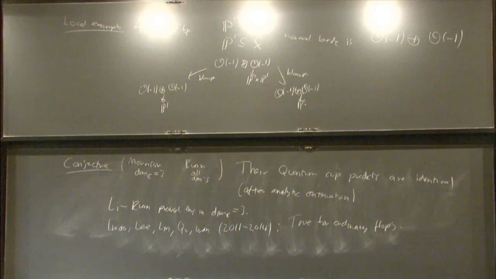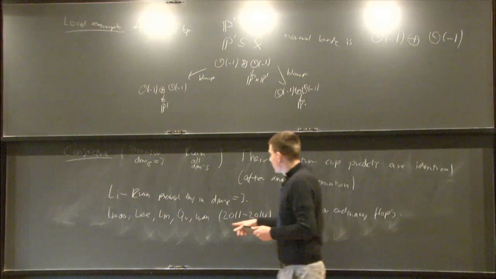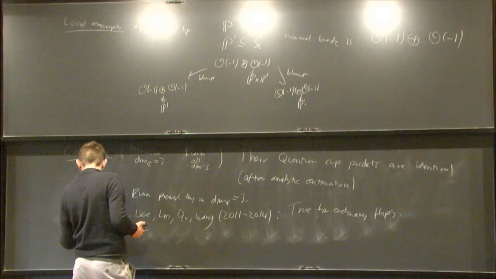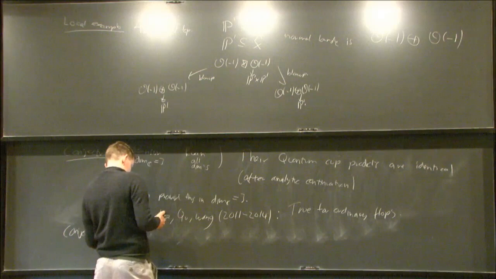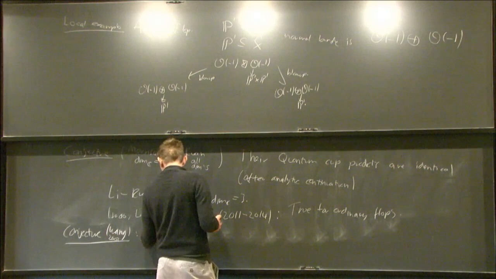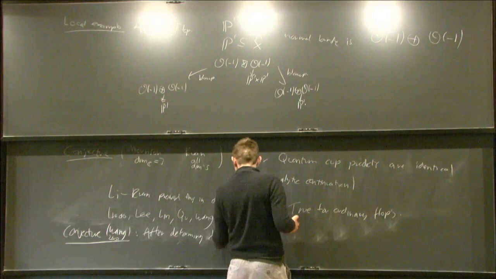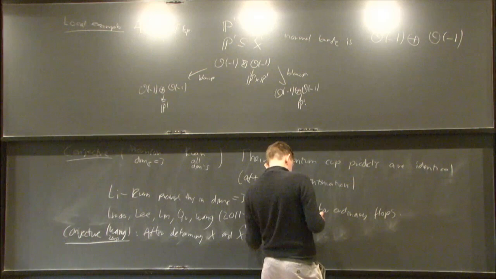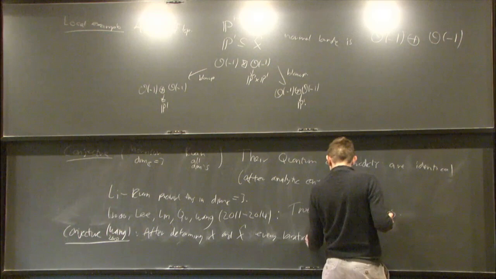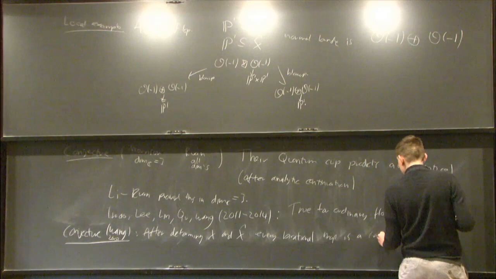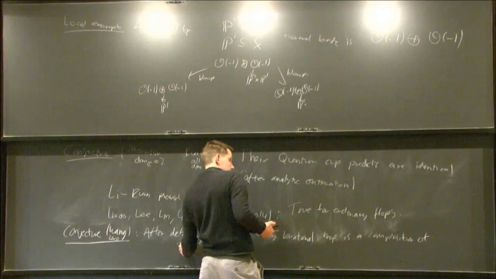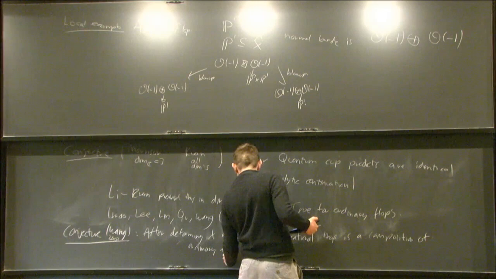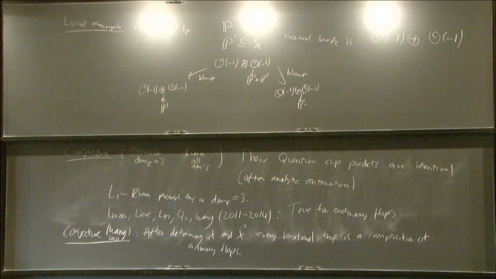Okay, so I found this conjecture by Wang, which is the same Wang as this person here. Conjecture by Wang in 2002. And he conjectures that after deforming X and X hat simultaneously, every birational map is a composition of ordinary flops. This is a very strong statement, I think. But nonetheless, if this conjecture was true and you combined it with this, then this conjecture would be true.